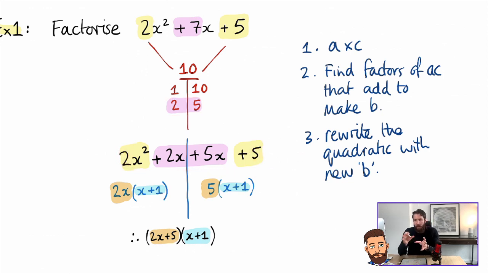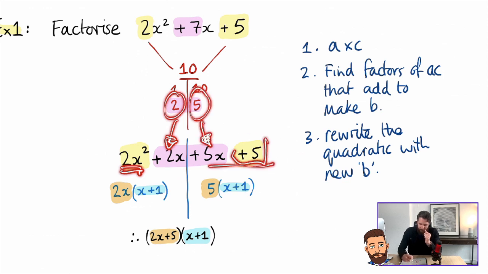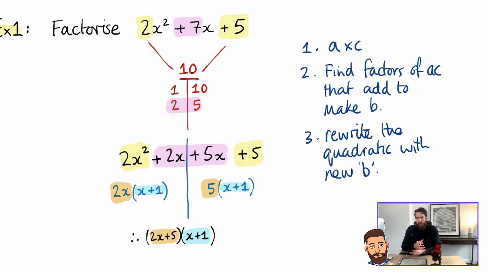Usually one goes better with the other. Sometimes they're both just horrible and there is no common factor of them, so it doesn't matter. But in this case, this 2 went much better with this 2 here, so I'm going to write that first. And this 5 went much better with this 5 here, which is the C. So I put it in that order. But I could have put it the other way around. It would have just made it slightly more difficult. From there, you split it down the middle and you factorized.